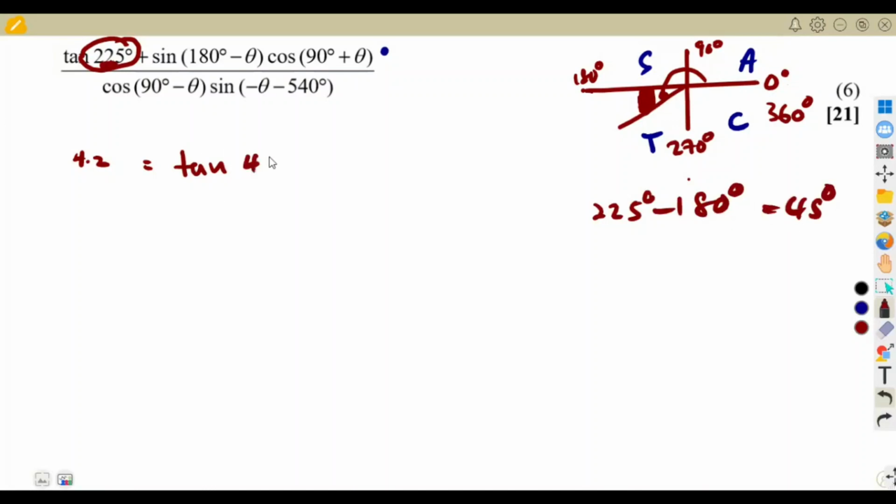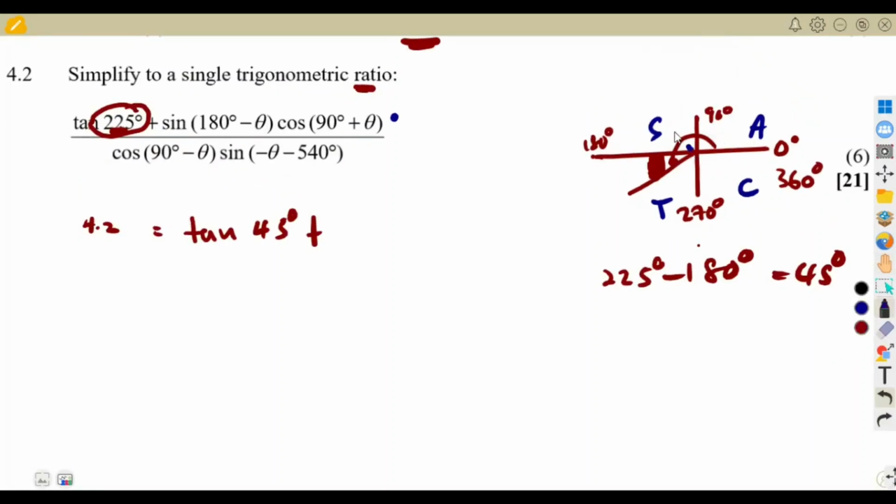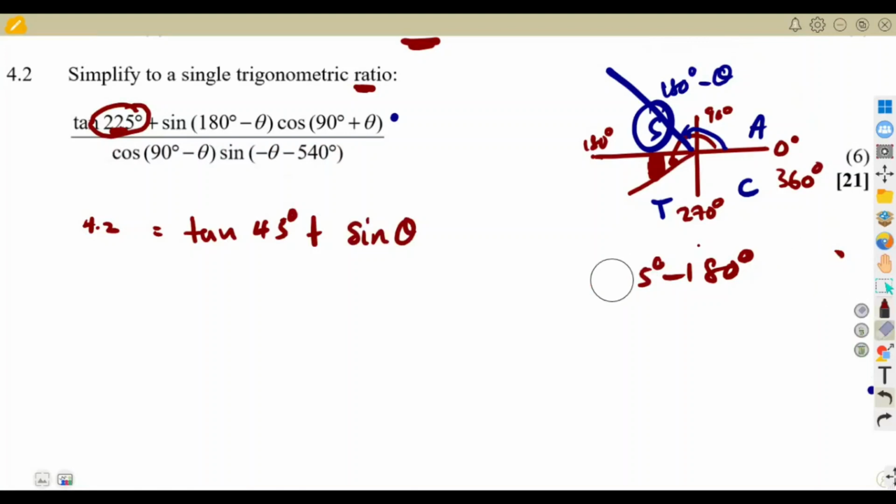So we've got the tan of 45 as a positive, because this quadrant is for tan. Then we've got plus the sine of 180 minus theta. Remember, I talked about this before. 180 minus theta is represented in the second quadrant, where we have 180 degrees minus the reference angle. In this quadrant, the ratio is sine. That is where sine operates. Sine is positive there. So the sine is going to remain positive: the positive of sine of theta, which is the reference angle.